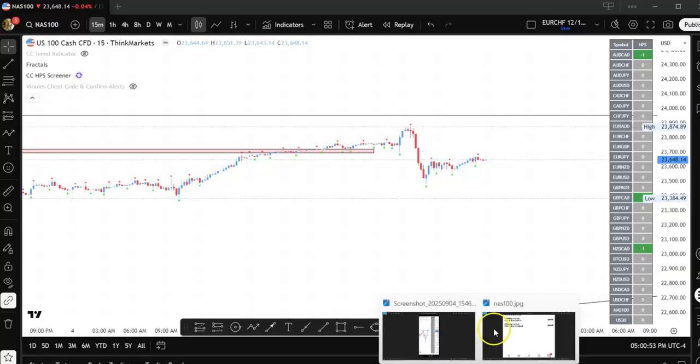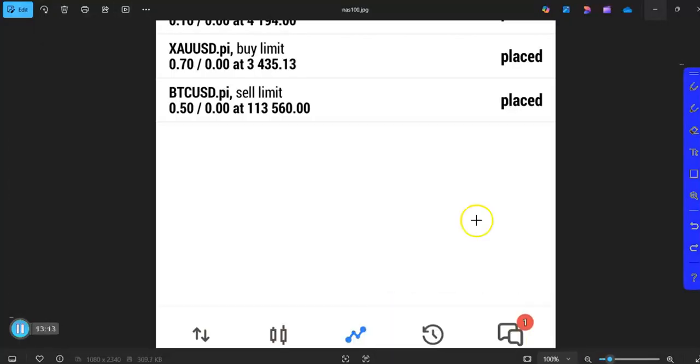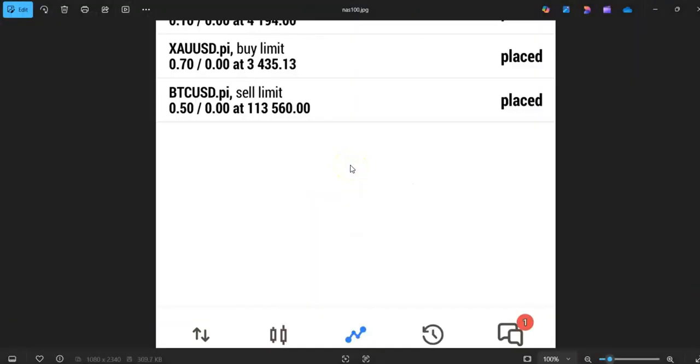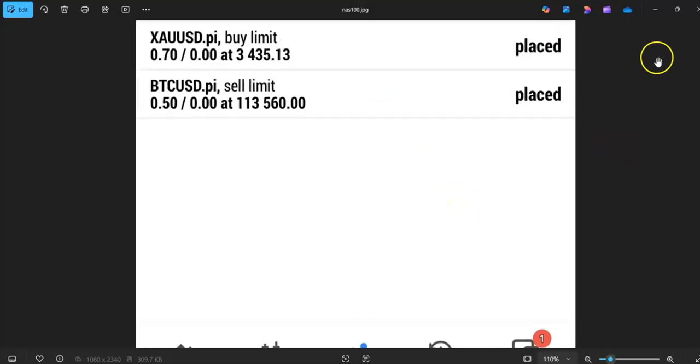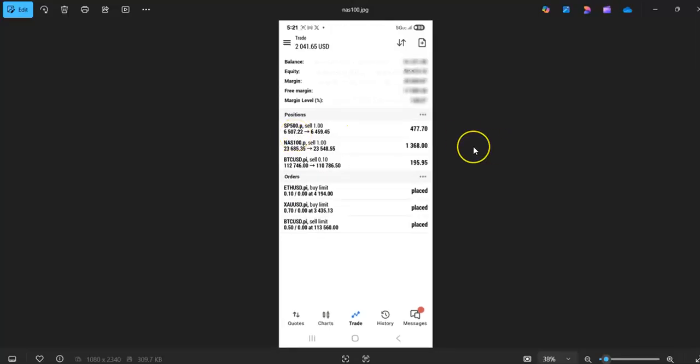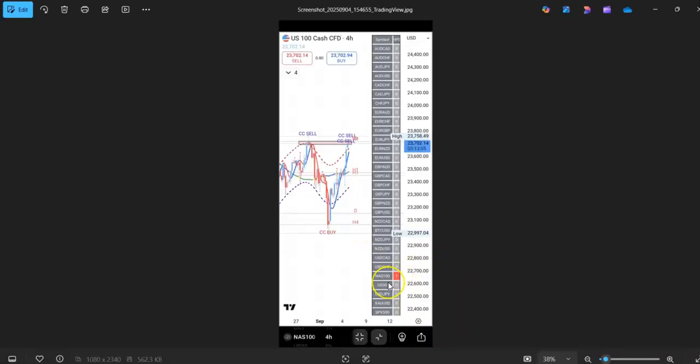So the result on my trade is pretty good profit. Let me go and pull that up here so you guys can see. Alright, so on that one NASDAQ trade, it was pretty good, 1,300. Overall trade for the day was 2,041. So that was a profit. And this is what I saw on the day I saw the trade: sell, HPS counter, CC sell, place my pending order. That's how I use the Vinnies cheat code.